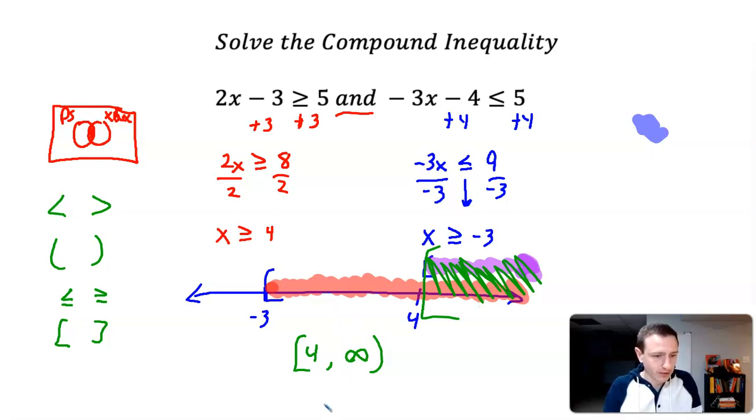And you could also write it as x is greater than or equal to 4, which is fine too, but we usually write it in interval notation just to make sure we understand the actual values that make this true.